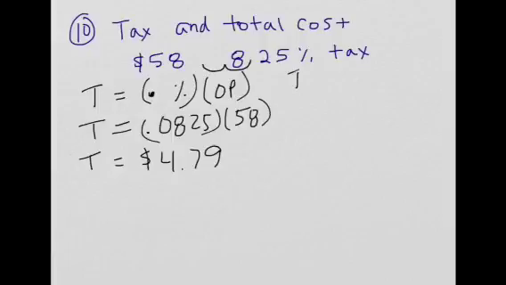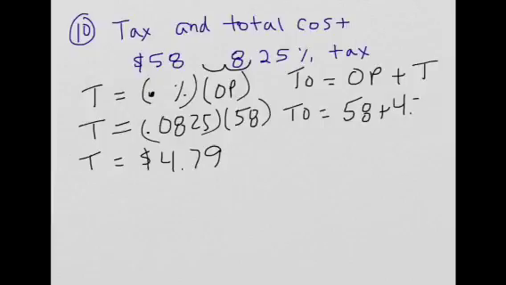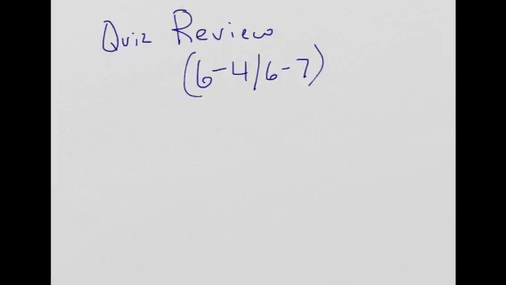And now if we want our total, we need to take our original price and add our tax. So our total is going to be 58 plus our tax, which is $4.79. So our total for that item is going to be $62.79. And that's the review.